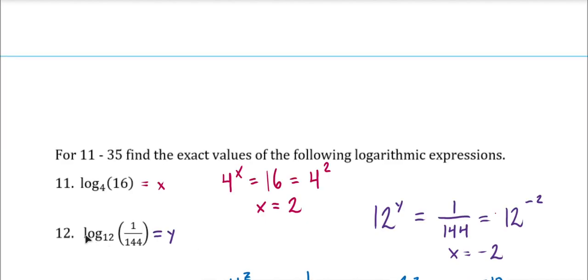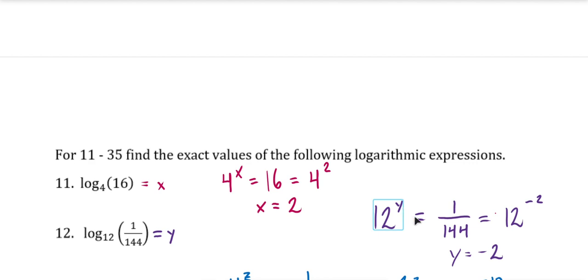Likewise here, they say log base 12 of 1 over 144 is what? Well, that's 12 to the what is equal to 1 over 144. And you might see that this is 12 squared. It being on the bottom of the fraction means that's negative 2 instead. And so comparing the two exponents, we get that y is equal to negative 2.